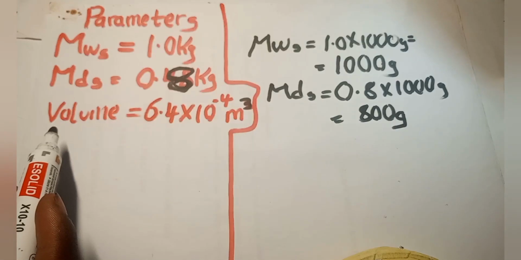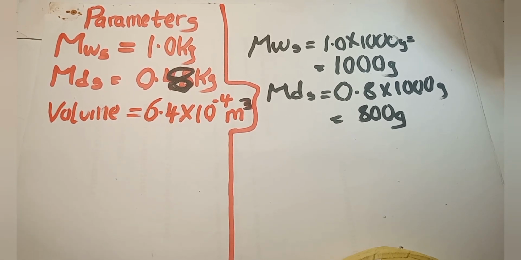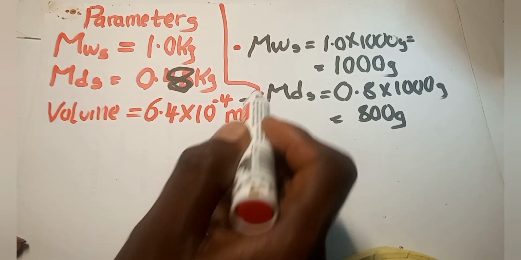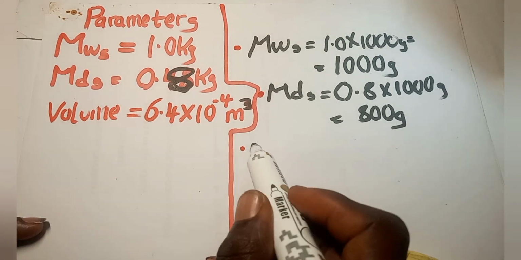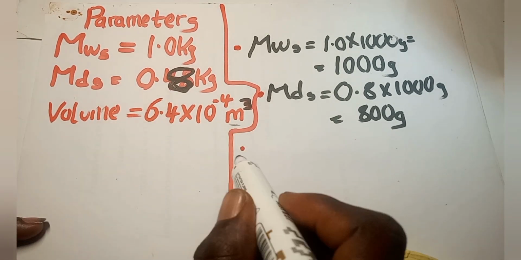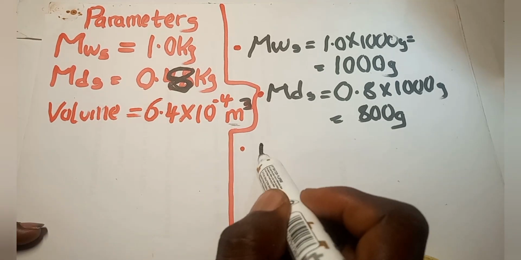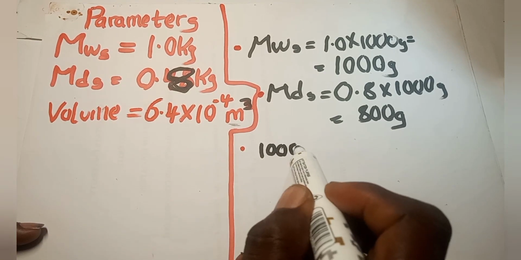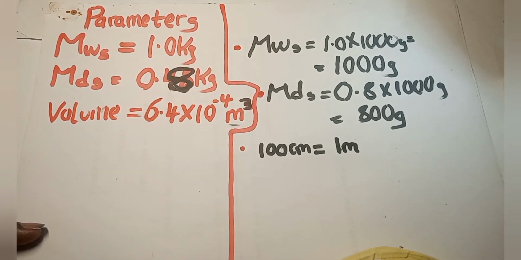The next thing is to convert the volume to centimeter cube. I've already converted the masses to gram. Then the next one is to convert the volume. The volume is in meter cube here, and I want to get it in centimeter cube. Don't forget that in your unit conversion, 100 centimeter equals 1 meter.